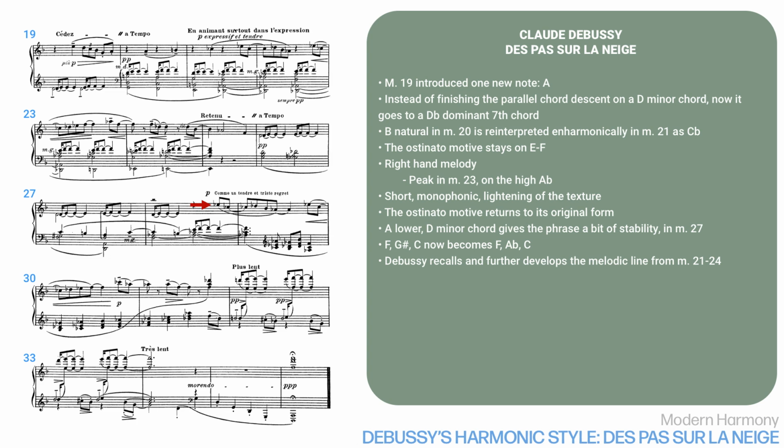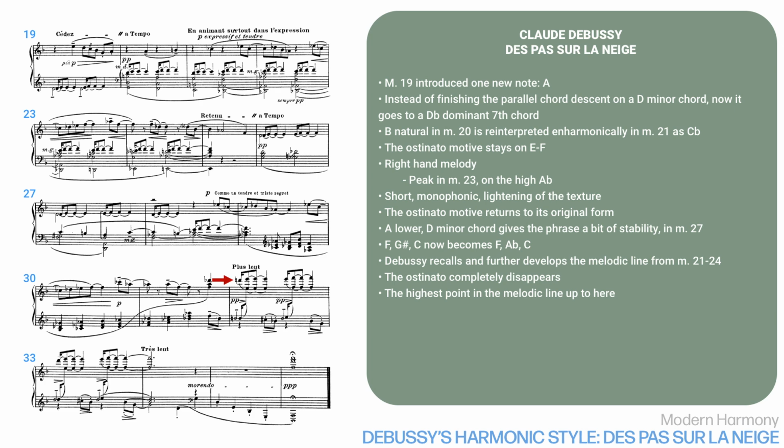Now Debussy recalls and further develops the melodic line from measures 21 to 24. As in measures 12 to 13, the ostinato completely disappears. The left hand here has parallel 6th chords in G flat major until measure 31, where you arrive at the dominant of G flat major. This is also the highest point in the melodic line up to here.